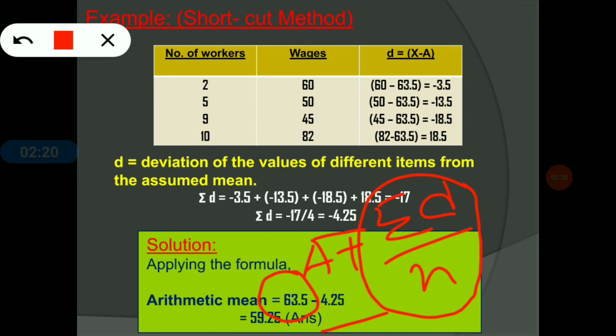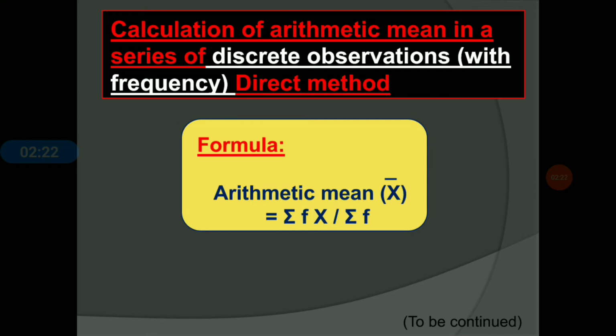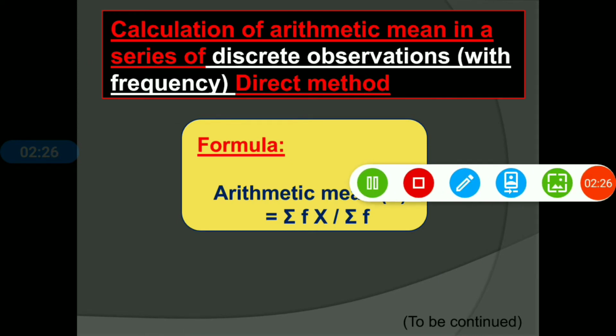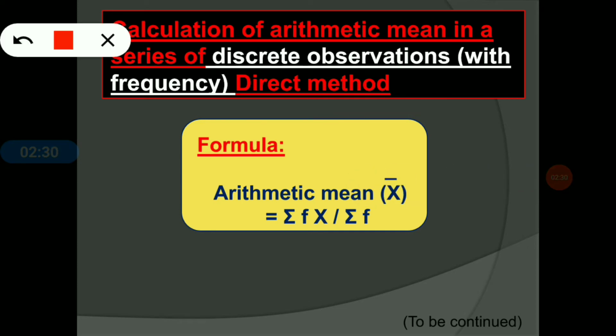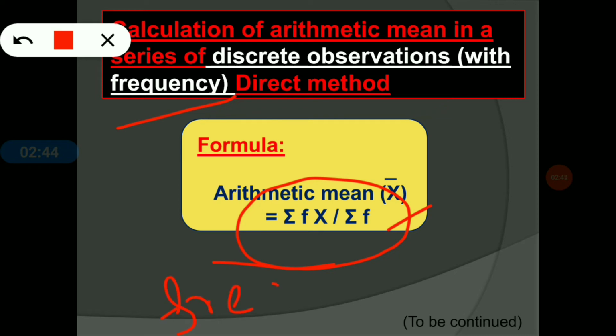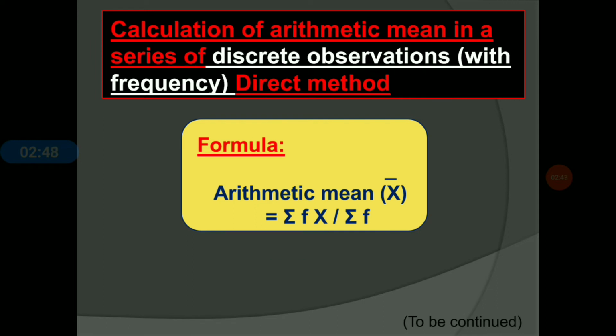Now move on to the next slide. Here we can see another formula of the arithmetic mean by the direct method, but this series has frequency. Now go to the formula. Arithmetic mean or x bar equals summation fx by summation f. f means the frequency. Clear? Now go to the example.